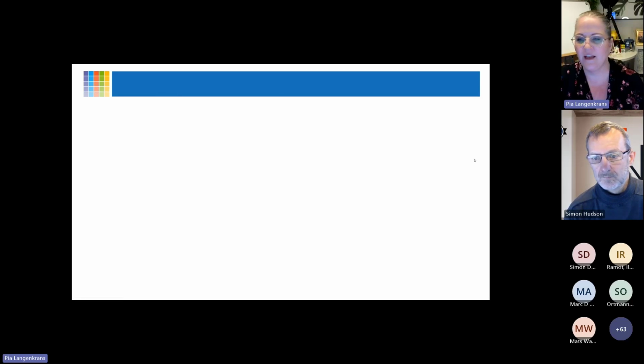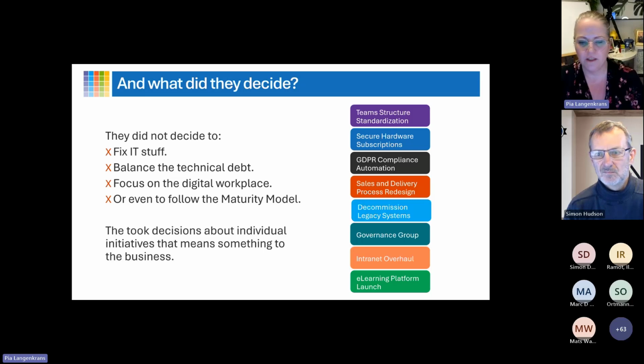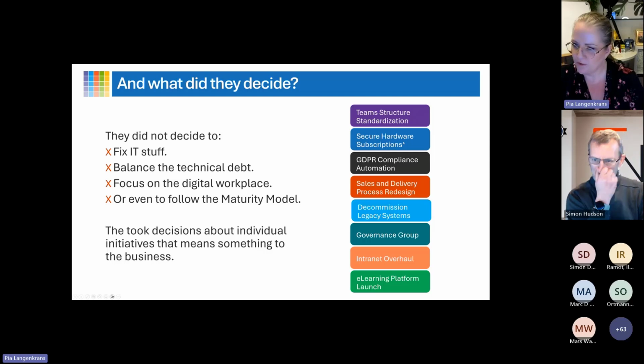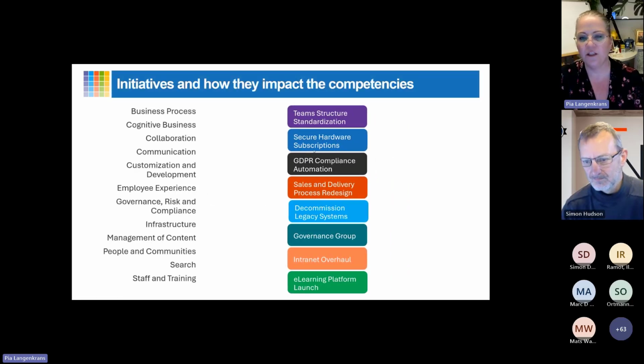So, what did they actually take a decision about? They do not take decisions about fixing IT stuff, or balancing the technical debt, or focusing on the digital workplace, or even following the maturity model. No, they need to take decisions about individual initiatives that mean something to the business. So the team structure standardization, secure hardware subscription, and all of these things. It's not like, okay, we're going to focus on this competency. No, we package different things that we need to address in these competencies.